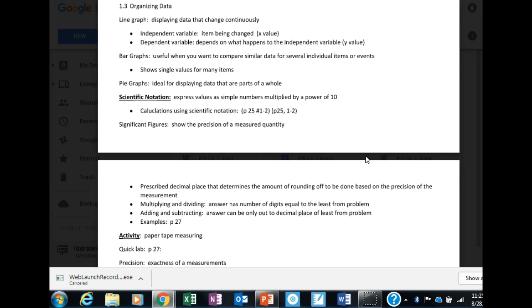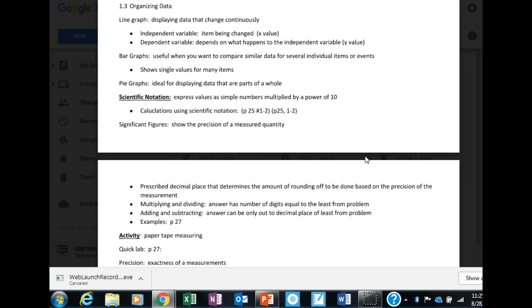Scientific notation is when we express numbers or values with a number times 10 to a power. So 2 times 10 to the power of 8, or 3 times 10 to the power of 4. We are going to work with calculations, and sorry about the spelling error there, calculations using scientific notation on page 25. We'll do those problems 1 and 2 and 1 and 2.